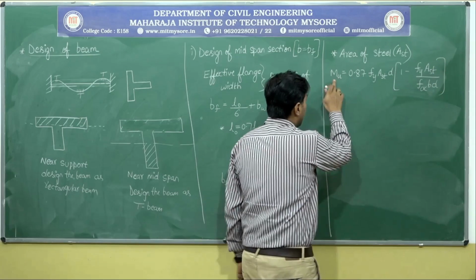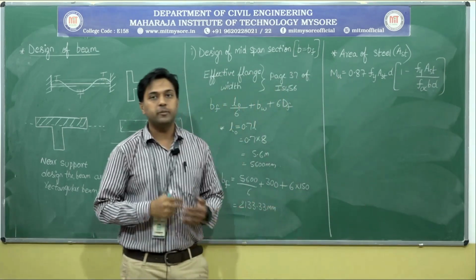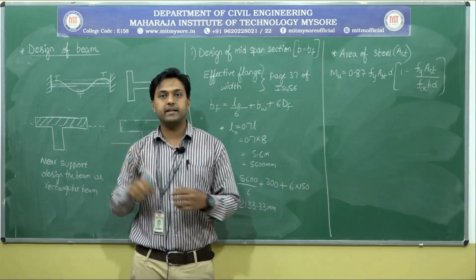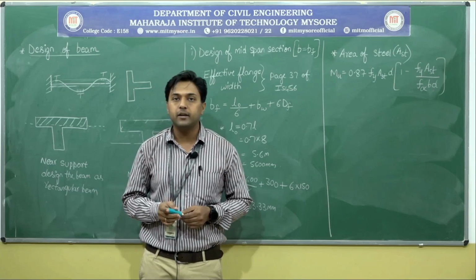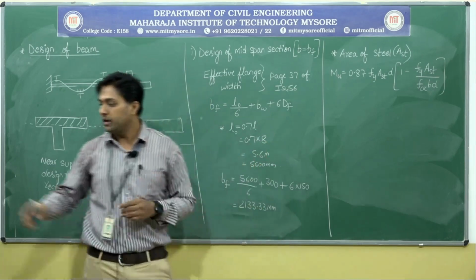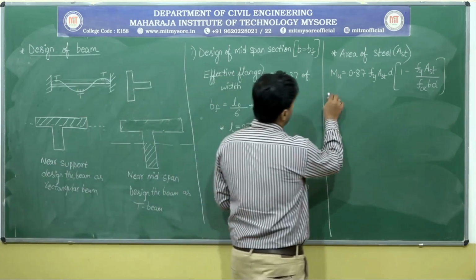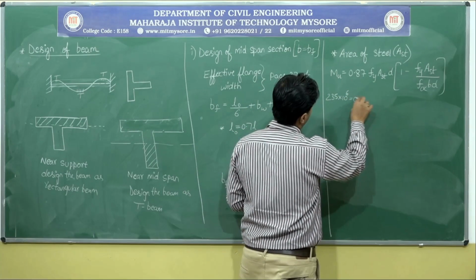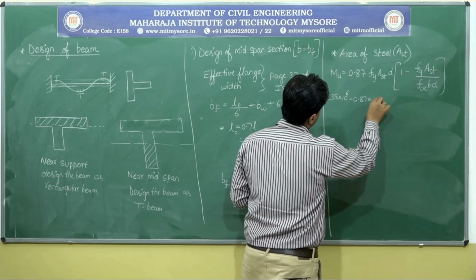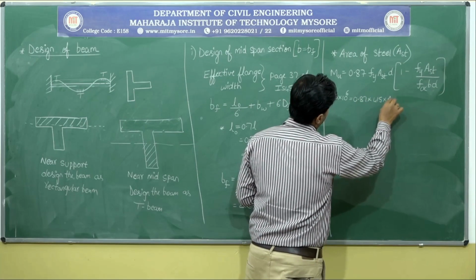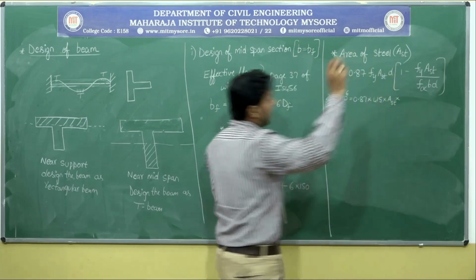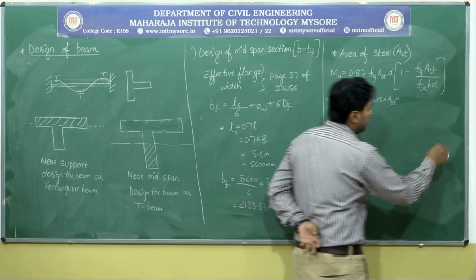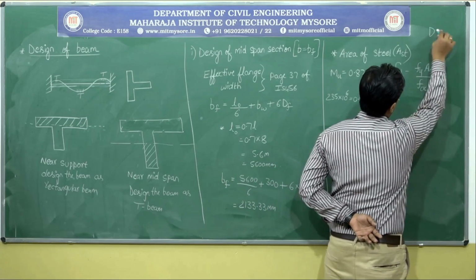Let me substitute. Now, what is the value of Mu that you people will be taking? Mu mid-span, already we have calculated the bending moment at the mid-span. It's 235 kilonewton meter. So we need to substitute it. It's 235 into 10 power 6 to convert that into newton mm, 0.87, Fy is 415, AST only I need to calculate. So the effective depth of the beam is, observe here, effective depth of the beam. What is the overall depth of the beam?